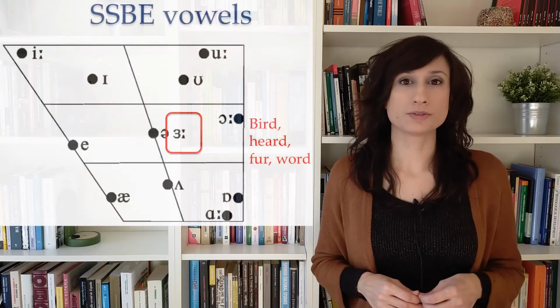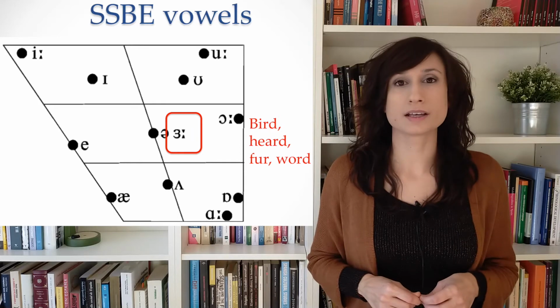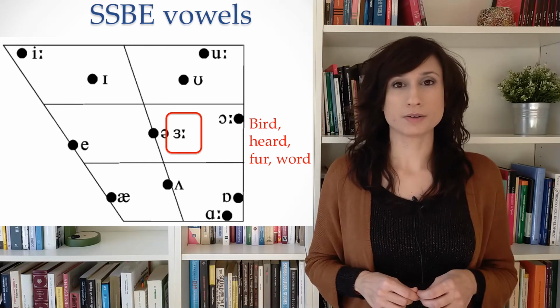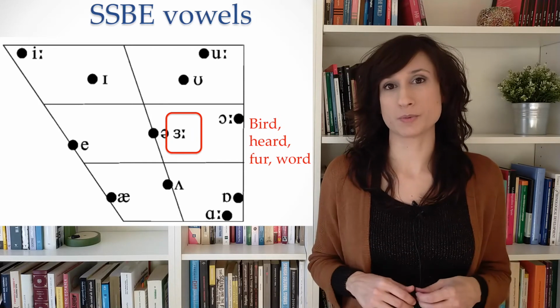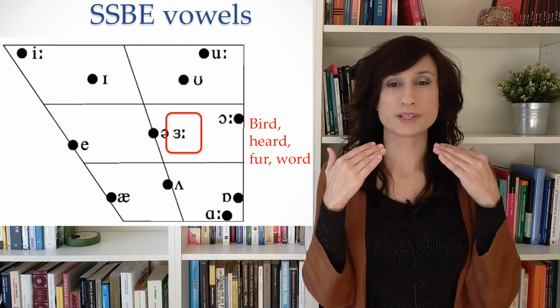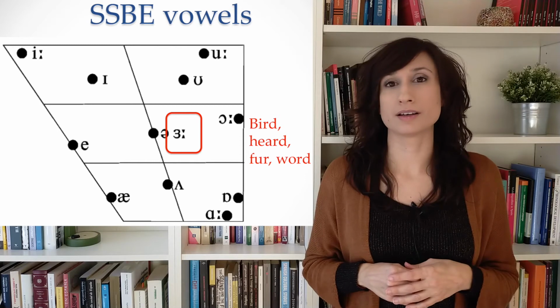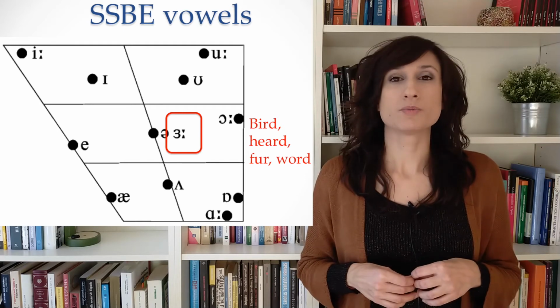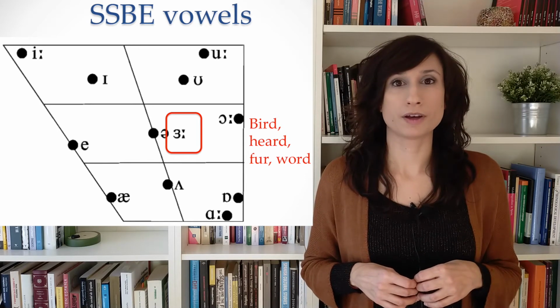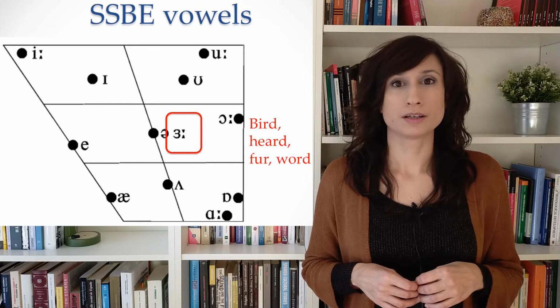Okay, now central vowels. The first central vowel is... Notice that this vowel is what you produce when you don't do anything special with your mouth. So it's a very neutral position. Actually, it's the vowel that you may use when you think, right? You have it in words such as bird, fur, word, heard.